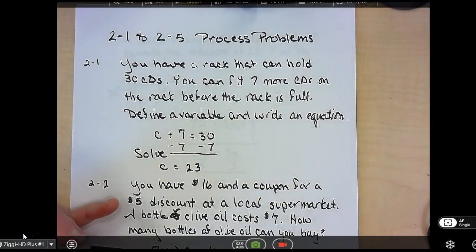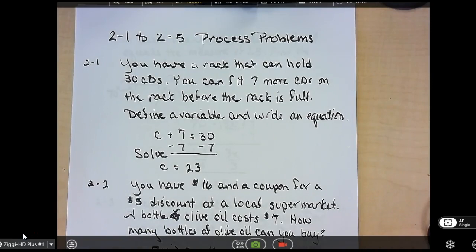To solve, I would add 5 to both sides so that my 5's cancel. So 7 times X equals 21. Divide both sides by 7. And I would be able to buy 3 bottles of olive oil.